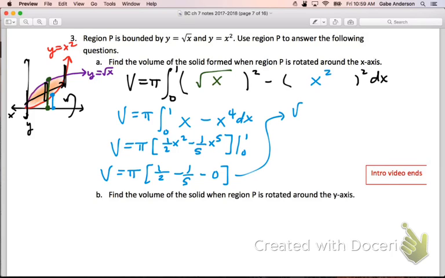So volume equals pi times 1/2 minus 1/5. So it would be 5/10 minus 2/10, so 3/10. So I think we'd end up with 3/10 pi.